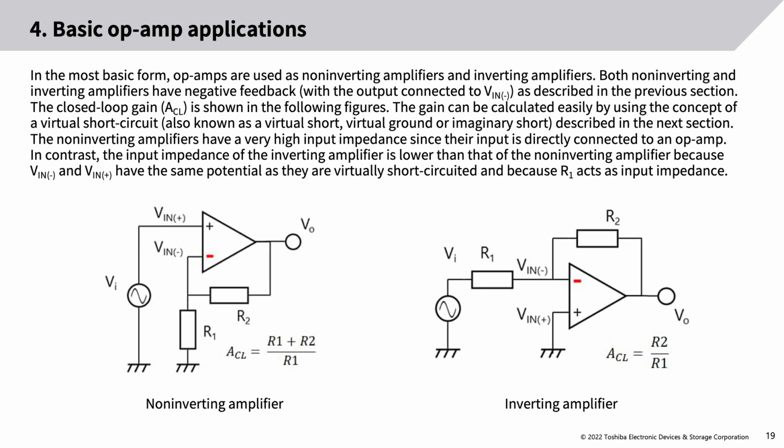The non-inverting amplifiers have a very high input impedance since their input is directly connected to an op-amp. In contrast, the input impedance of the inverting amplifier is lower than that of the non-inverting amplifier because Vin minus and Vin plus have the same potential as they are virtually short-circuited and because R1 acts as input impedance.